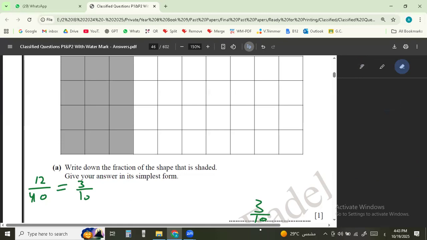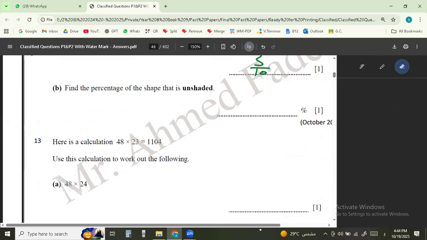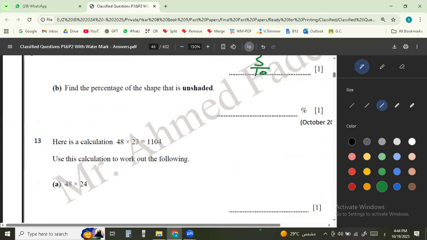Let's continue. Find the percentage of the shape that is unshaded. The shaded is 3 over 10. The unshaded is 7 over 10. Getting this as a percentage is 70%.